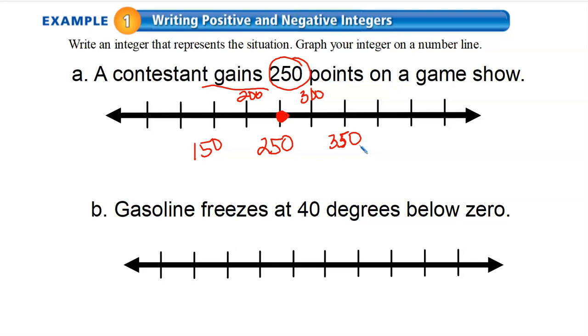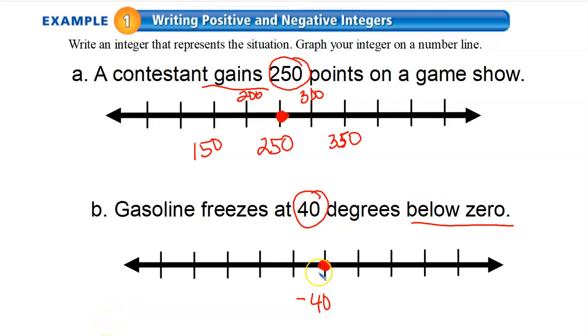Okay, so for B, it says gasoline freezes at 40 degrees below 0. I know that's a negative. So again, I'm going to start somewhere here in the middle. I'm going to put a closed circle, and I'm going to label that as negative 40. Now remember, negatives get bigger in this direction, but it's actually a smaller value.